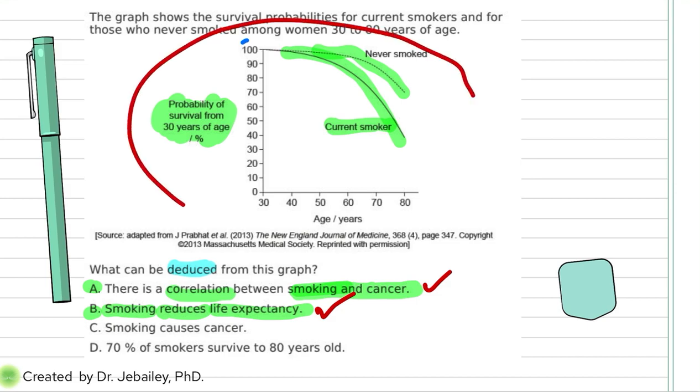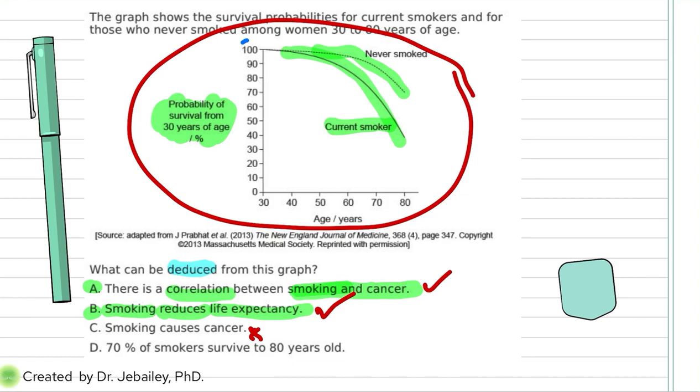Nothing here said about cancer. And just because smoking increases and cancer increases at the same pace, or usually together, it does not mean that one causes the other. So they can correlate, but that doesn't mean they're causing each other. So that's out.